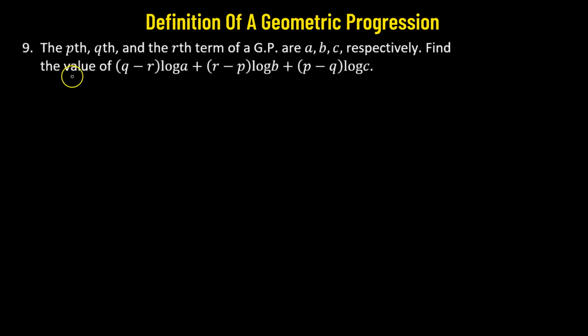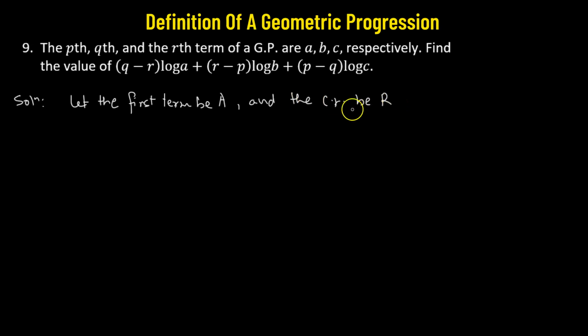So here, the pth term, qth term, and the rth term of a geometric progression are A, B, and C. Then we need to obtain the value of this particular expression. So let's begin. Like the previous problem, we'll consider the first term. Let the first term be A in uppercase, and the common ratio will be R in uppercase as well. Given that the pth term is equal to a, we know that the pth term can be represented as A times R raised to the power of p minus 1 equals a.